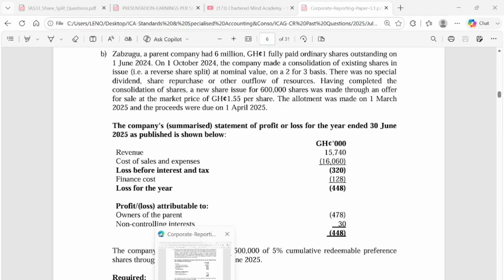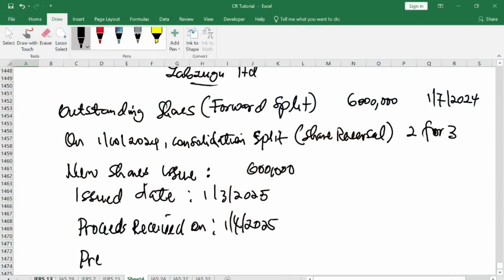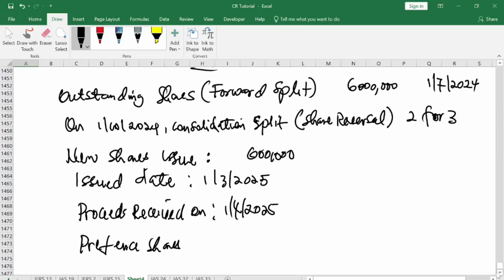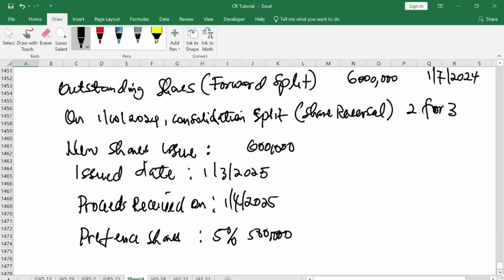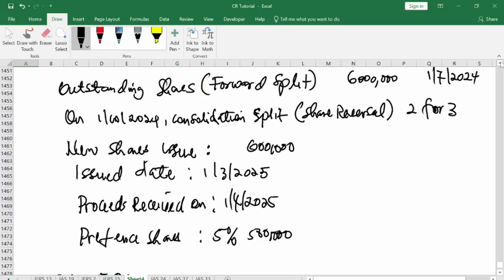The rest you will deal with later. Here they also said that there are preference shares: 5%, 500,000. Good. So this is the question, and they want you to find the earnings per share, calculating it using this information. Now, this is a reversal of share split.